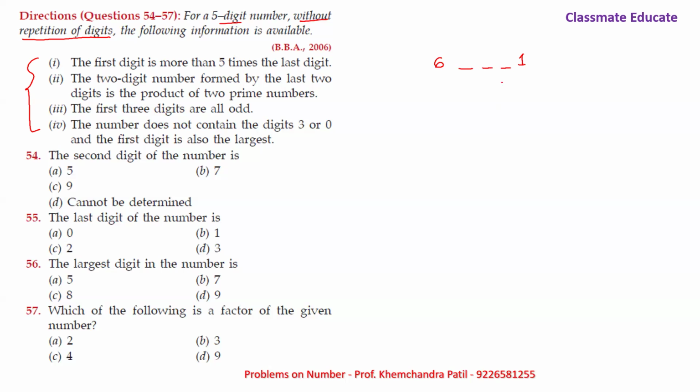So now we want to find the middle three digits. The two digit number formed from the last two digits of the number is a product of two prime numbers. The first three digits are odd numbers. Acha, the first digit is more than five times the last digit, and the first three digits are odd numbers, all are odd. The number does not contain 3 or 0, and the first digit is also the largest.